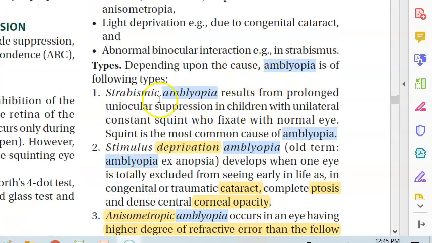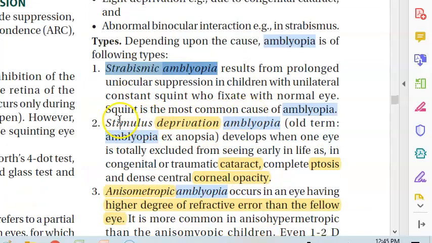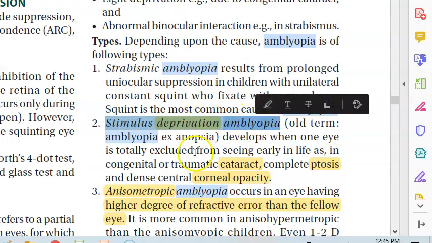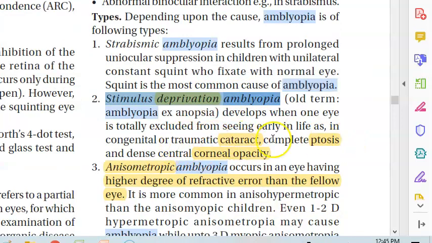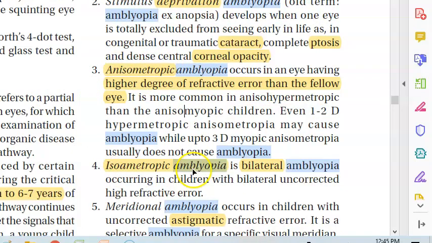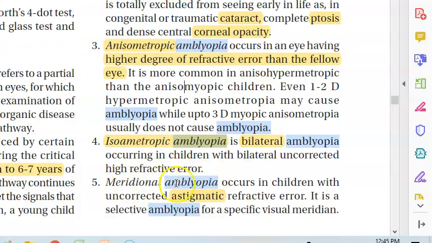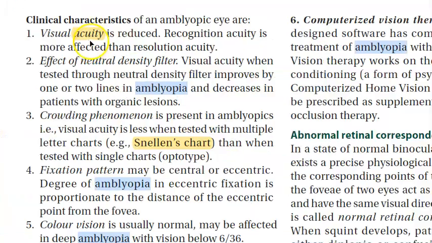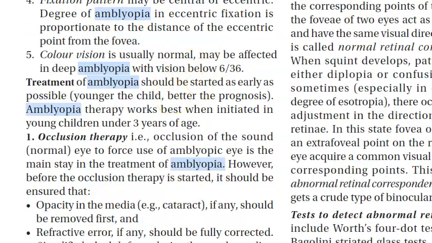So you have so many types of amblyopia: strabismic amblyopia, stimulus deprivation amblyopia because of cataract, ptosis, congenital opacity, anisometropic amblyopia, isometropic amblyopia, meridional amblyopia. So their visual acuity will be reduced. What else? What is the treatment?